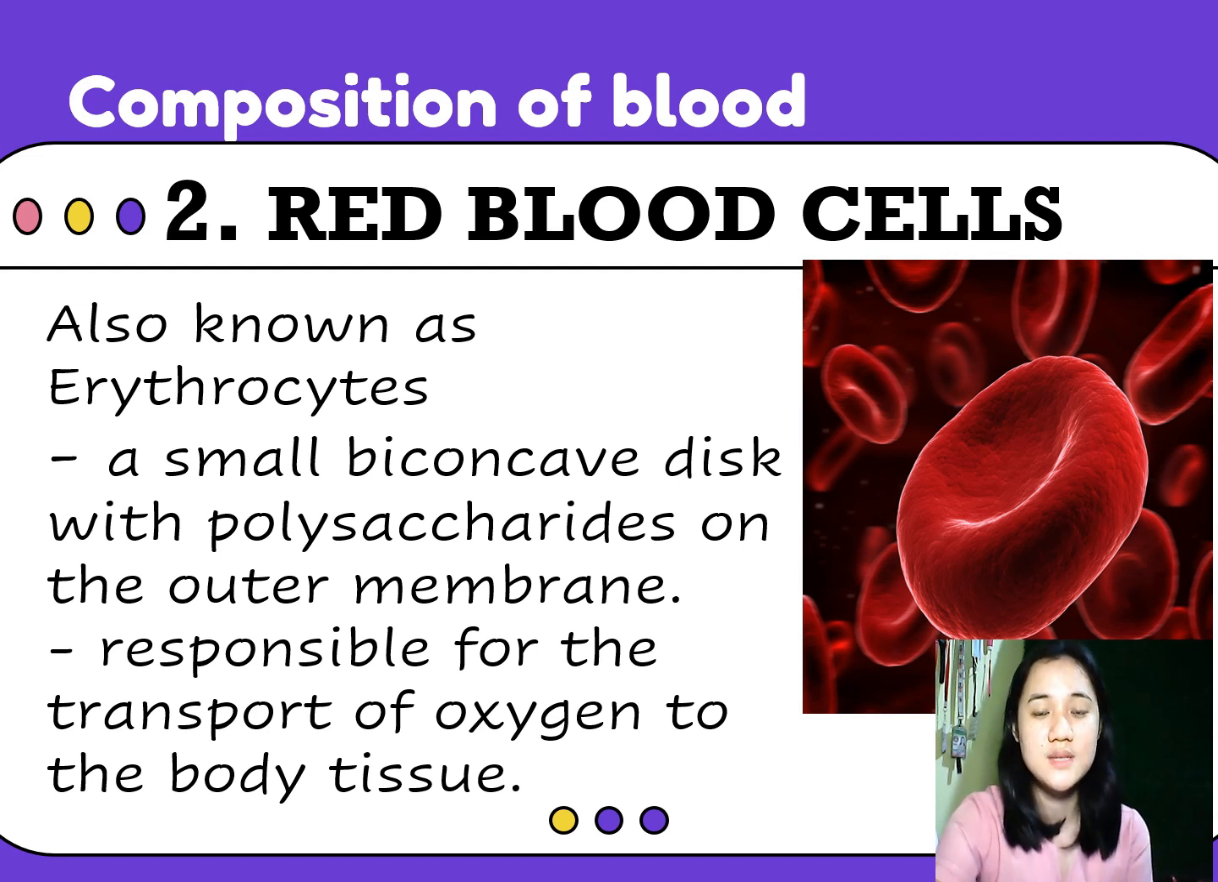This protein, or this pigmentation, enables red blood cells to transport oxygen from the lungs to the different parts of the body. So as you can see in this picture, okay, so para siyang donut, no? Kasi para siyang container, diba? So again, the main function of the red blood cells is to transport oxygen throughout the body.